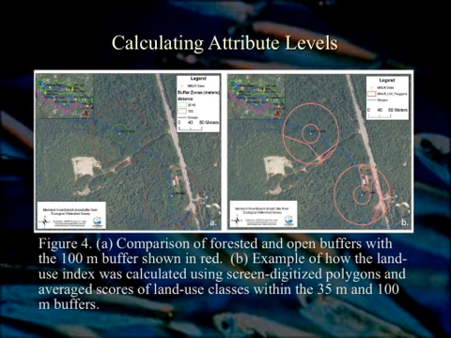Once we have our attributes, or the things that go into the survey, we have to measure them. So I'm going to go through this relatively quickly because we're running out of time. But this just shows how we actually calculated the amount of riparian natural land cover that was on riparian land.